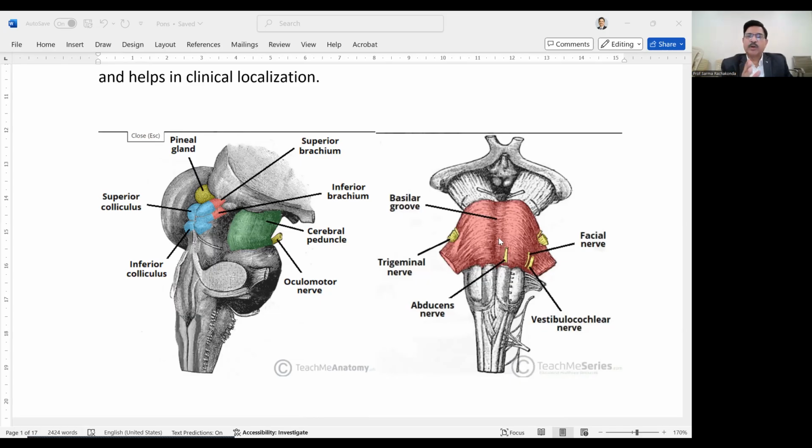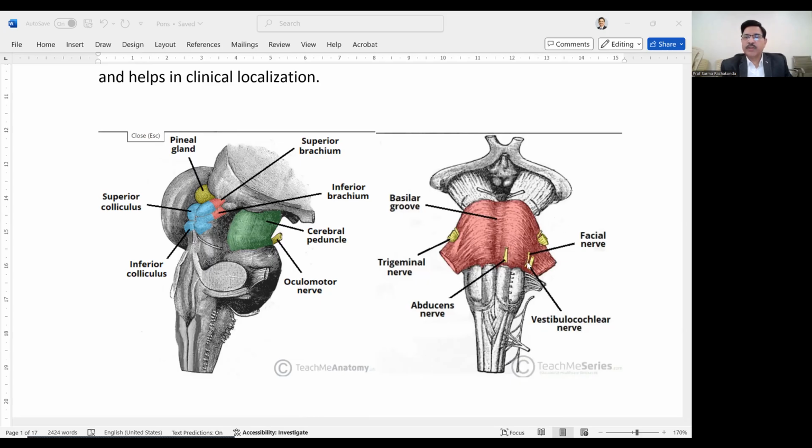And that groove is divided as though into two halves, left and right, by the groove. In that groove lies the basilar artery. That's why it's also called the basilar groove. And there is a trigeminal nerve emerging out on the lateral side. And this is the abducens nerve or the sixth nerve, very medial. Any lesion here in the medial part will affect the abducens. Lateral lesions will affect the trigeminal nerve.